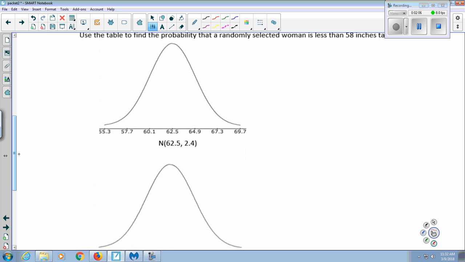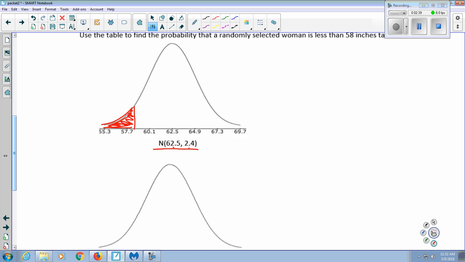Now let's see how to figure this out using the model, and secondly, are these a good match? So here's our model of a normal with a mean 62.5, standard deviation 2.4. So 58 inches is going to be over here somewhere, and we're wanting to know this little area under here. In order to do this, since again we can't use just a rectangle or anything to figure out this area, we're going to use our table to give us the area.